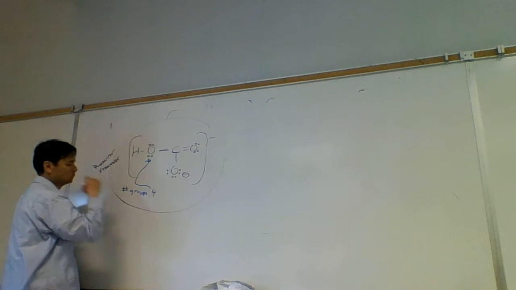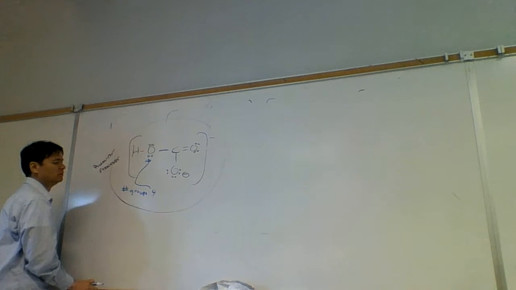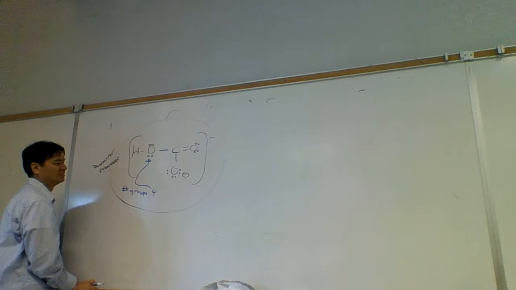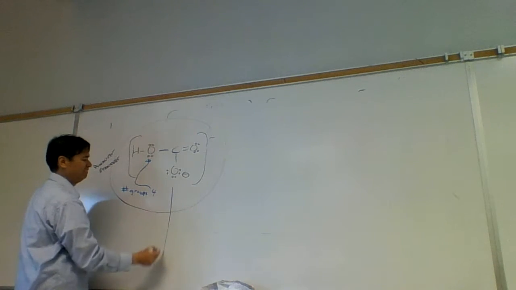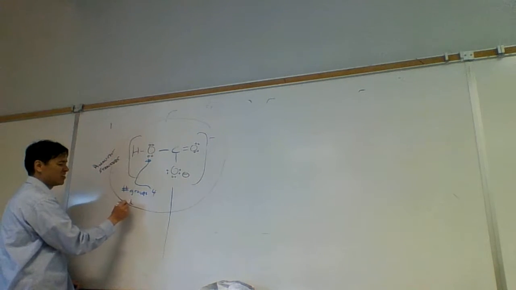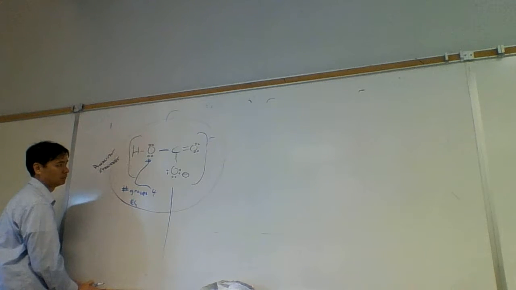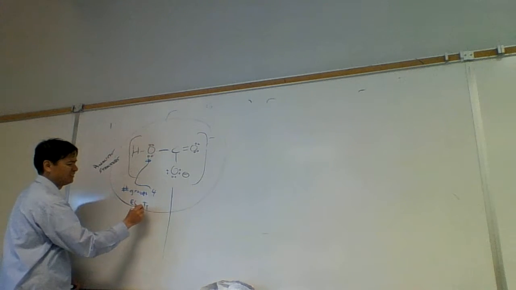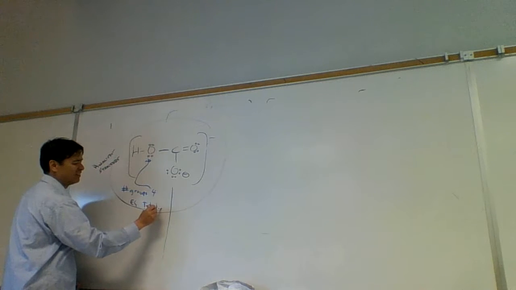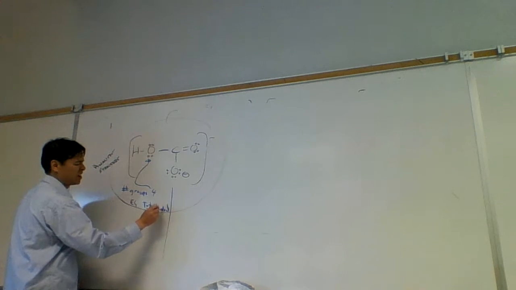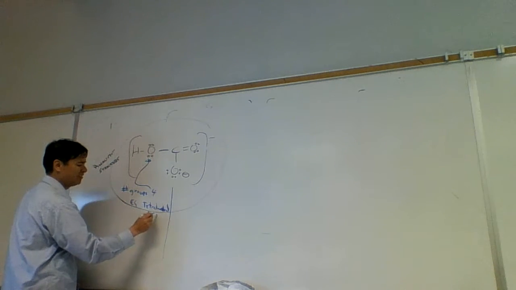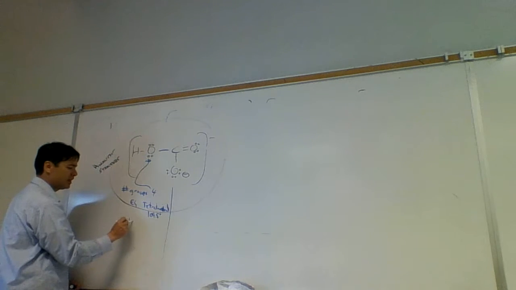4 groups. What's the electron geometry? Tetrahedral. What's the angle for tetrahedral? 109.5 degrees.